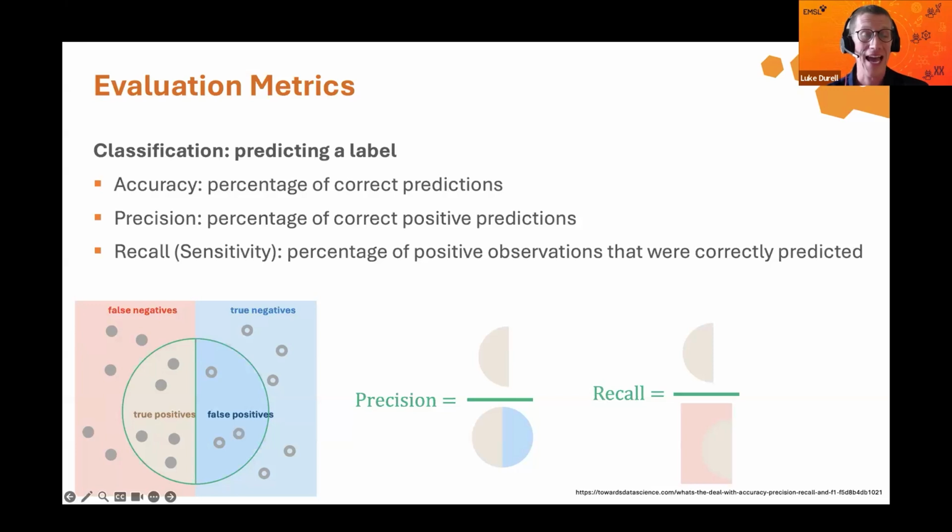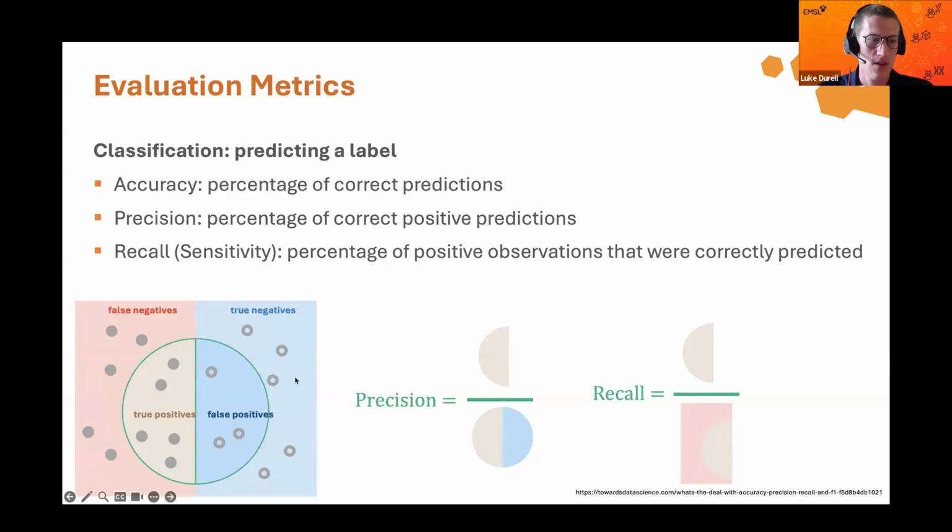The first one is accuracy, the percent of correct predictions. Precision is the percentage of correct positive predictions. So in this plot over here, it's a little confusing. The blue side corresponds to everything. Say that negative means you're not sick, and positive means that you are sick.